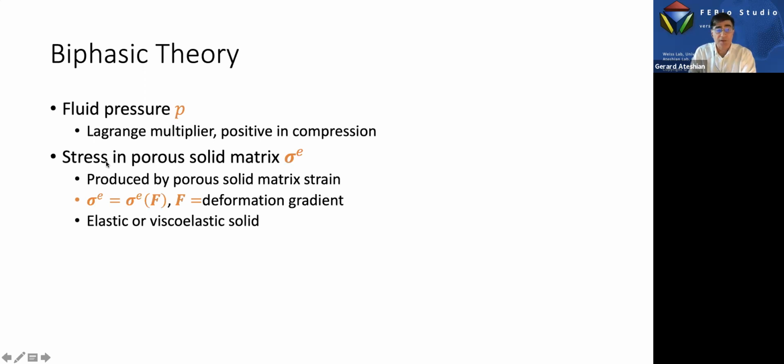We also have stress in this porous solid matrix. We're going to denote the stress with the symbol sigma E. The letter E usually means effective stress. Of course, if you choose the material to be elastic, you can think of E being elastic, but the material could also be viscoelastic, which means the solid is intrinsically viscoelastic. You have friction within the solid as well.